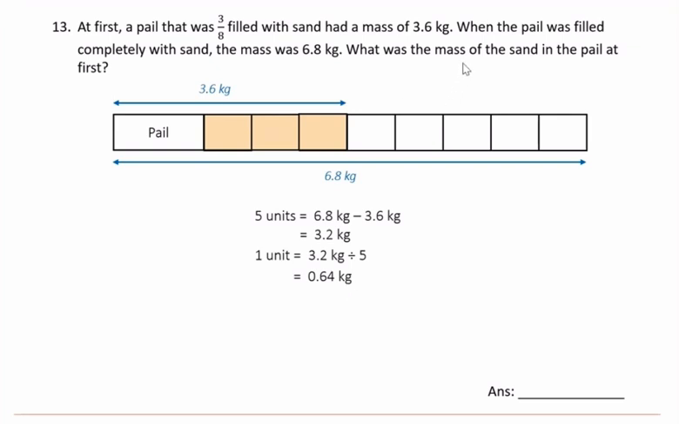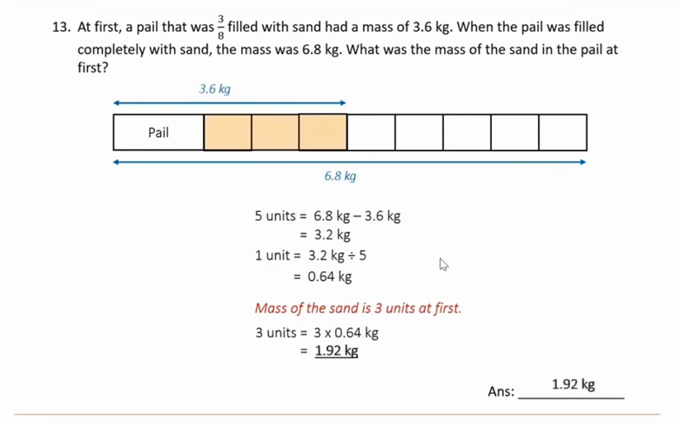I want to find out the mass of sand in the pail at first. So at first, how much sand was in the pail? You read back. It's actually 3/8 filled. So which means I need to find 3 units. So 0.64 times 3. Okay, work out your answer, the multiplication working. 1.92 kilogram.